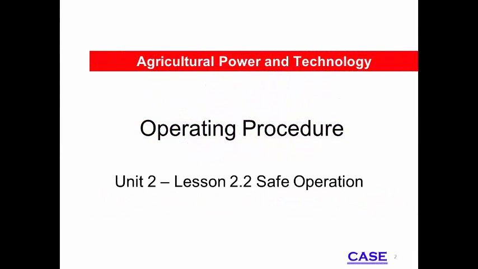Operating Procedure, Lesson 2.2, Safe Operation. You have completed Activity 2.2.2, during which you looked at the components of power tools and evaluated associated safety hazards. This presentation provides information about written procedures to help operators use tools and machines in a safe manner.